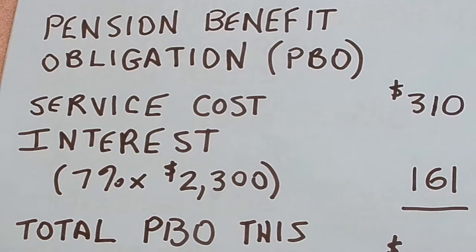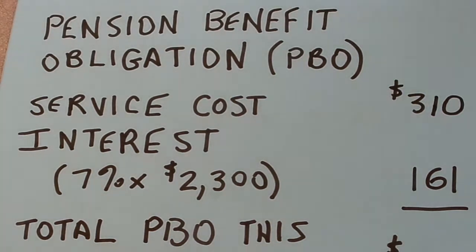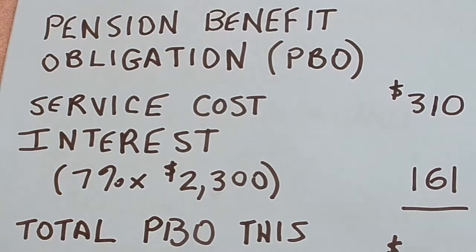First of all, the pension benefit obligation, or PBO, the service costs provided by the problem were $310,000. You heard me announce that to you just a minute ago. They were given in the problem. To calculate the interest, we look at the discount rate of 7%. We look at the projected benefit obligation of $2,300, and we do the math. 7% times $2,300 is $161, and since we're supposed to be adding zeros, $161,000.